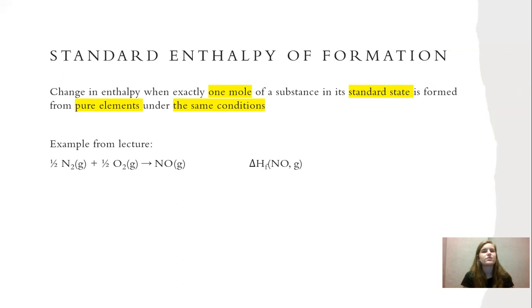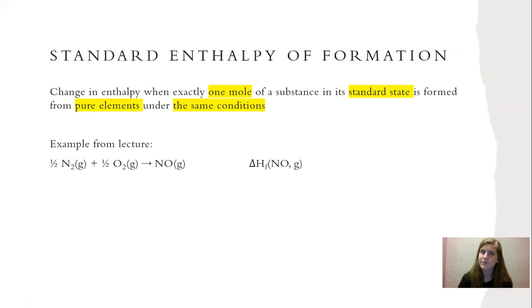So let's talk about the standard enthalpy of formation. That was one of our major things at the beginning. We just threw the standard sign in front of it, but enthalpy of formation is going to be one of our 5 major things for enthalpy. So what is it? Standard enthalpy of formation is the change in enthalpy when exactly 1 mole of substance in its standard state is formed from pure elements under the same conditions. And by the same conditions, we mean also their standard state and the same pressure, volume, all that good stuff.